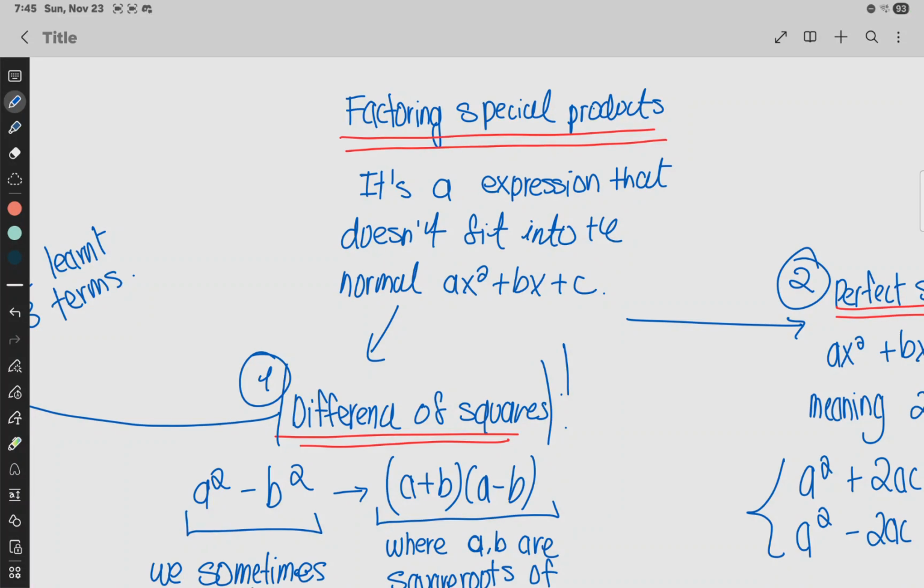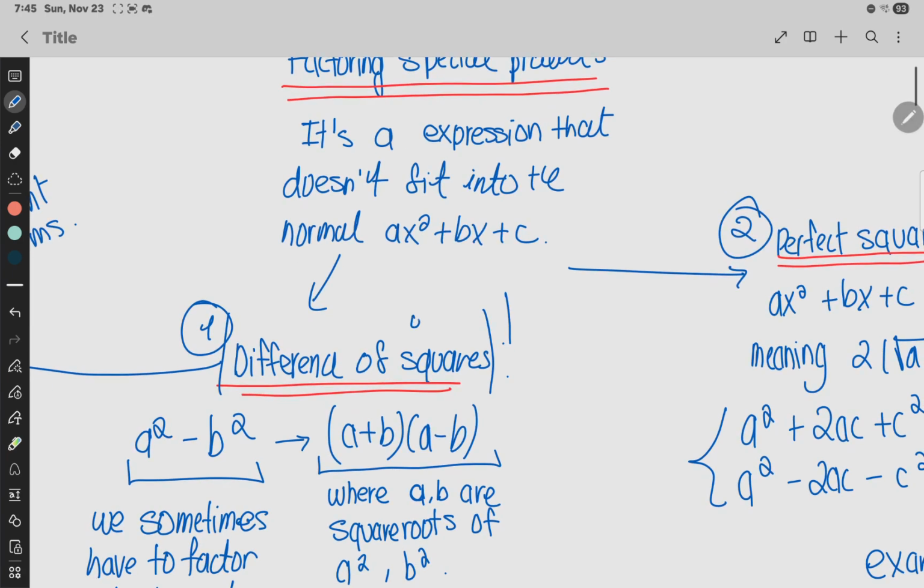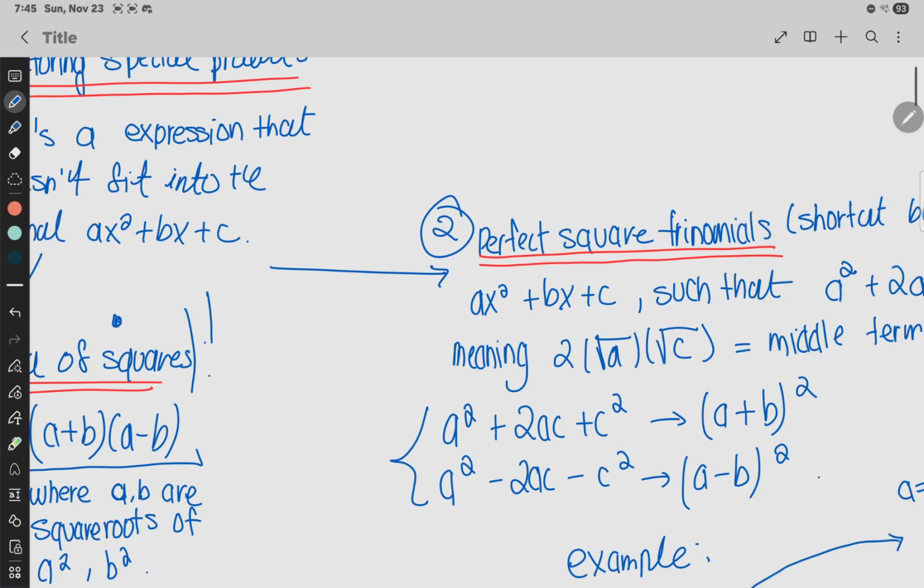This is the last lesson of Unit 2 Polynomials, lesson number 7, and it will cover factoring special products. So what is even a special product? A special product is an expression that doesn't fit into the normal ax squared plus bx plus c. So there can be two special products. There's two cases. There can be difference of squares product or a perfect square trinomial product.